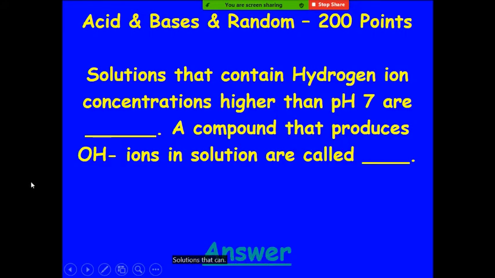Solutions that contain hydrogen ion concentrations higher than pH 7 are blank. A compound that produces hydroxide ions in solution are called what?